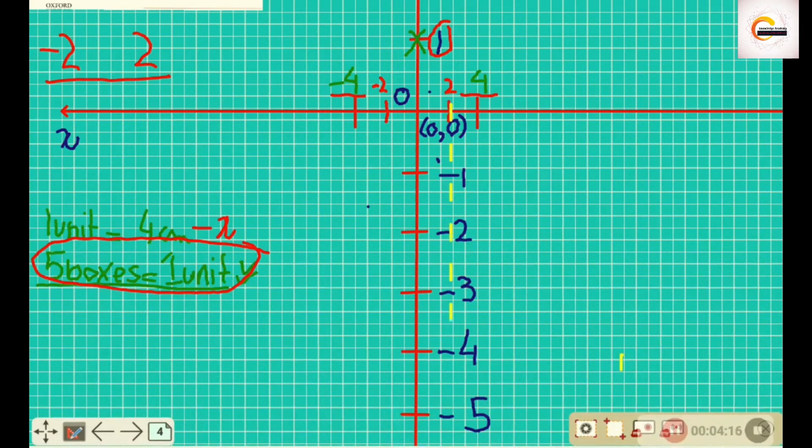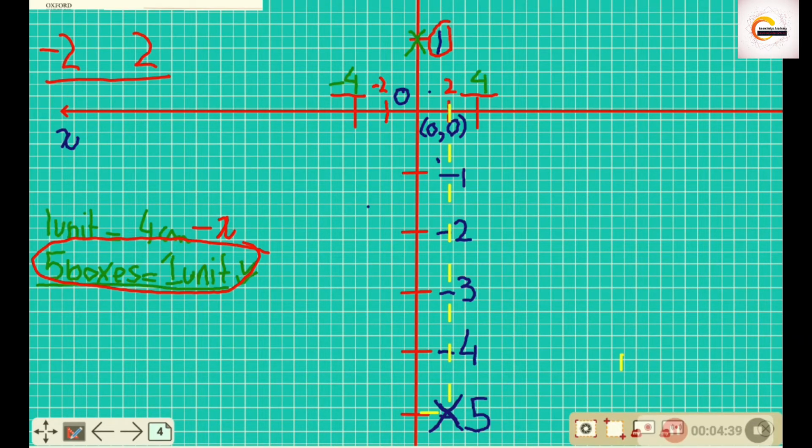This is more visible now. Just a minute again. Okay, so this point is 2 and minus 5. Alright, now we have got 2 points.